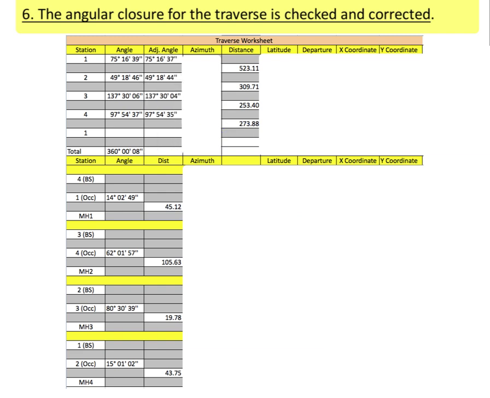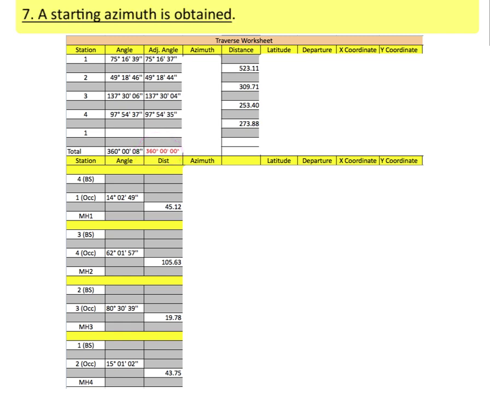2 seconds are subtracted from each angle to obtain the corrected angles. The sum of the corrected angles is checked against the number of angles in the traverse minus 2 times 180 degrees. The sum checks. A starting azimuth between traverse station 1 to traverse station 2 is obtained.